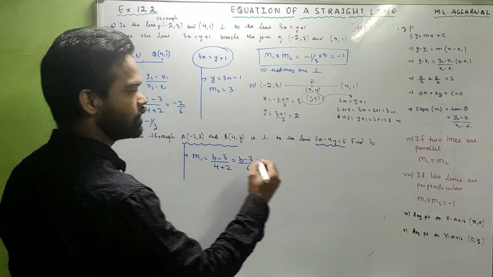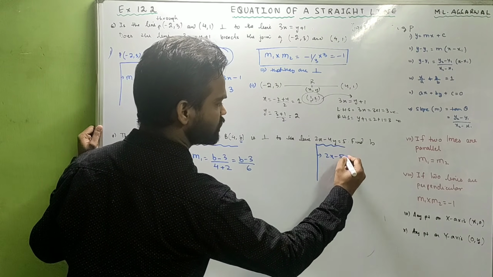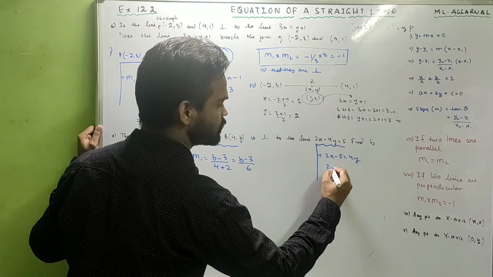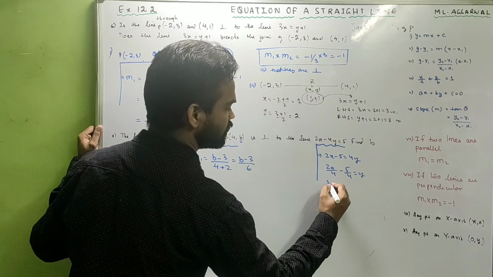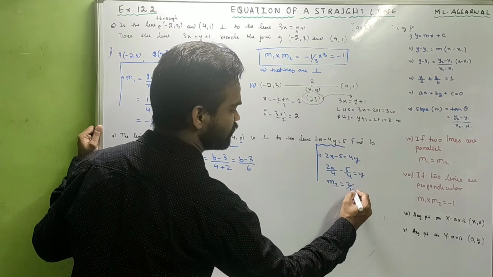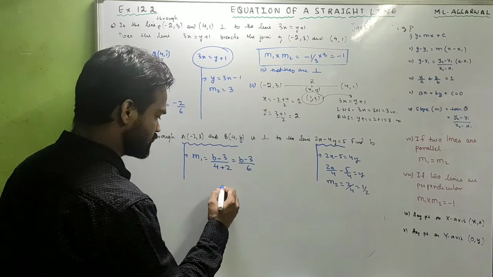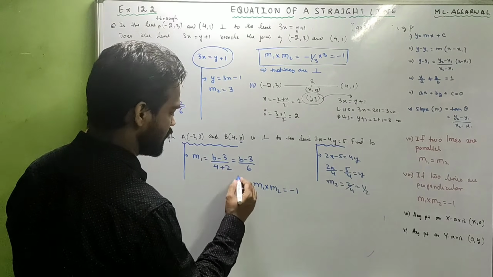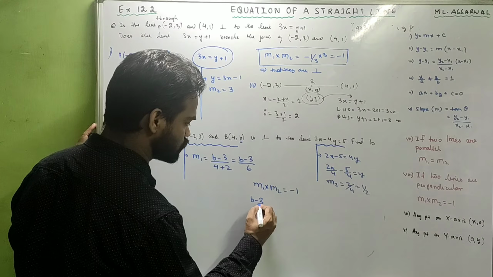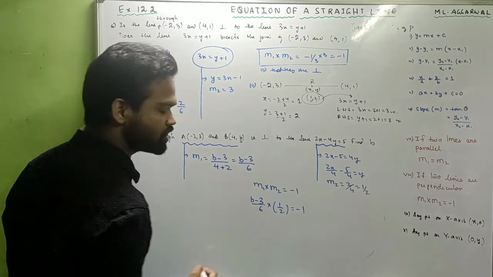Done. Slope of this one, I'll make y the subject, so 2x minus 5 equals 4y, which means 2x by 4 minus 5 by 4 equals y, which means the slope m2 is 2 by 4, which is 1 by 2. Now they are perpendicular, which means m1 multiplied by m2 will be minus 1. m1 is b minus 3 by 6, m2 is 1 by 2, that's equal to minus 1.